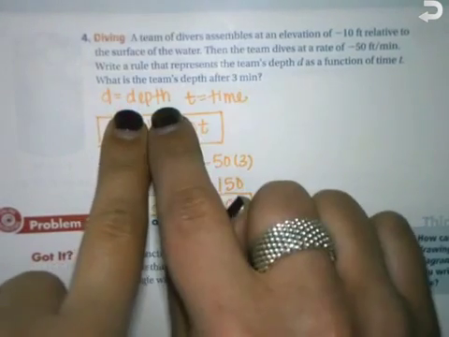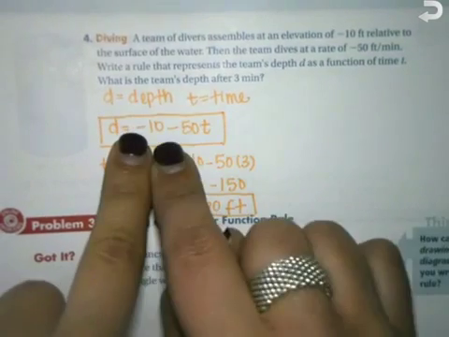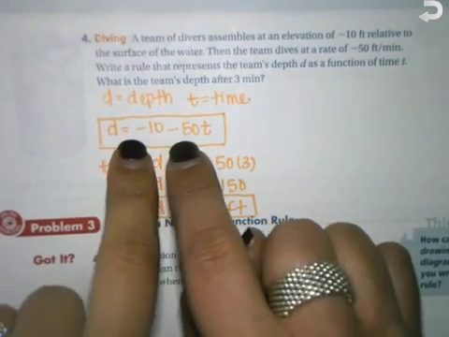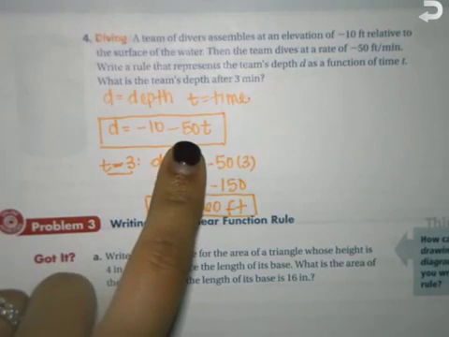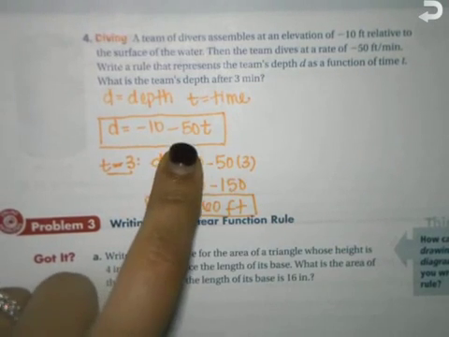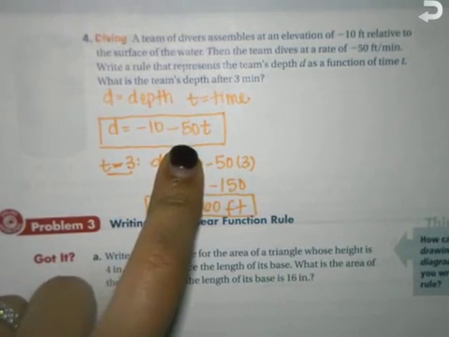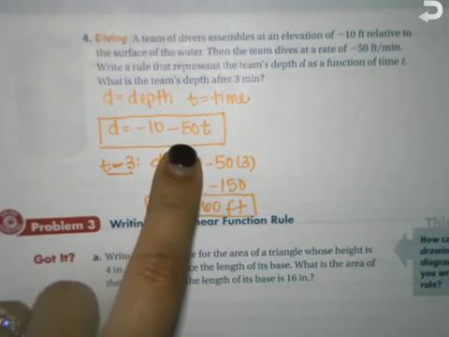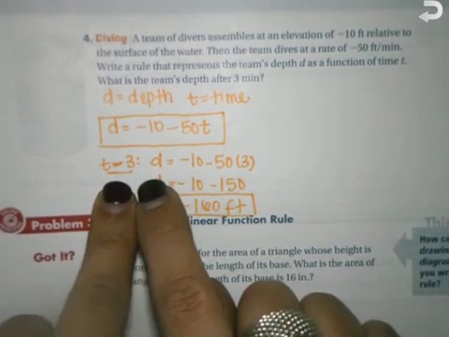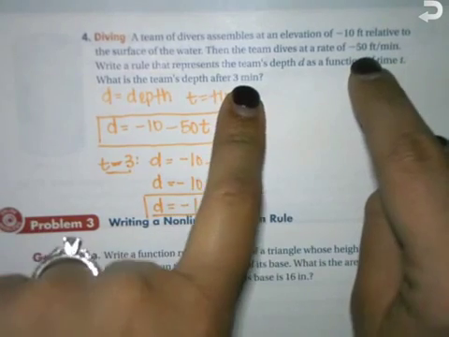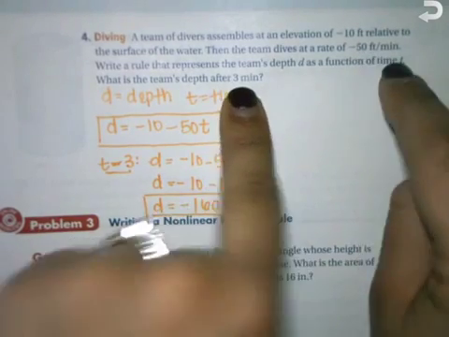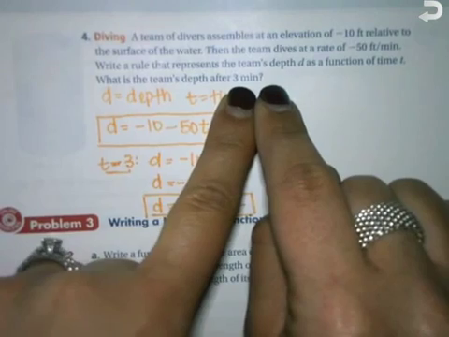So d was the depth, t is the time. Your equation should have been d equals negative 10 minus 50t. How many of you guys got that? Awesome. Why is the rate negative? We're going further and further down, right? Okay, so then we plug in t equals 3 because we're going down at a rate of 50 feet per minute and 3 is in minutes, so we're good there.